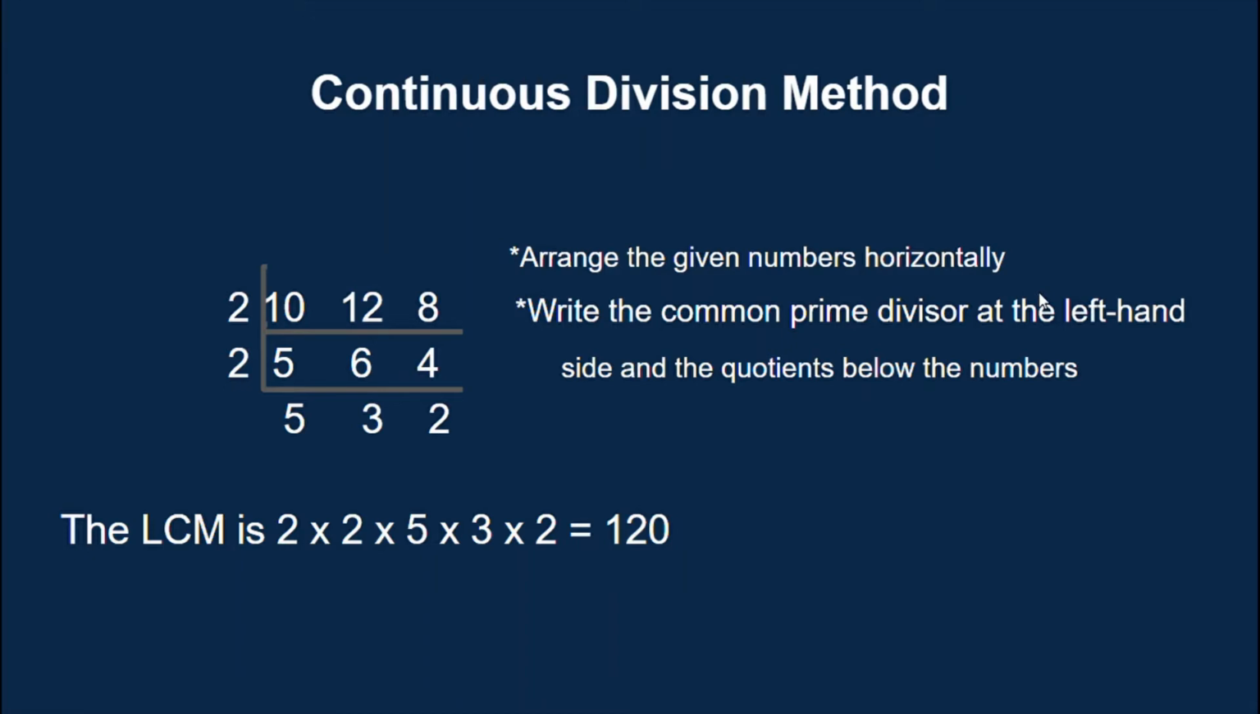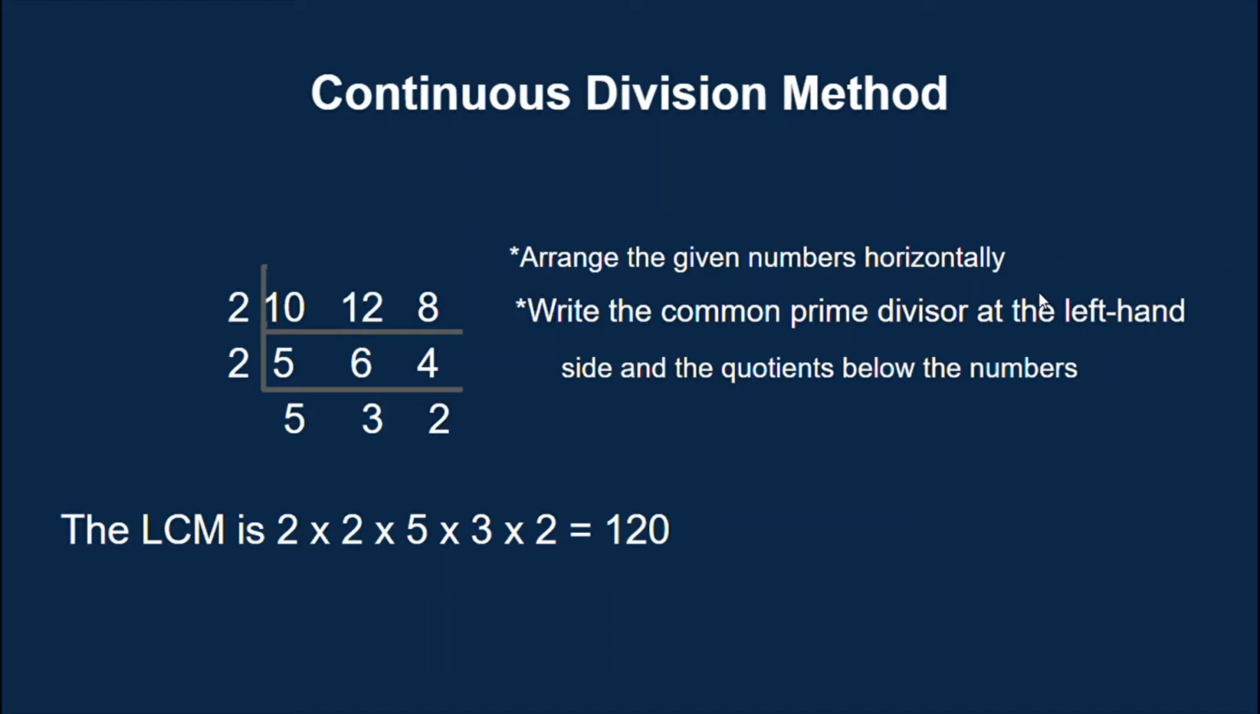Here is another example of the continuous division method. This time, you are going to find out what is the LCM of 10, 12, and 8. So first, let us arrange the given numbers horizontally. Write the common prime divisor at the left-hand side and the quotient below the numbers. For 10, 12, and 8, the prime number that can divide these three numbers is 2.